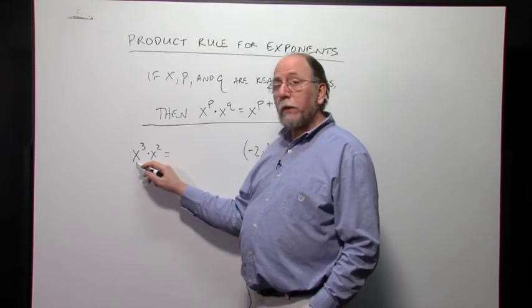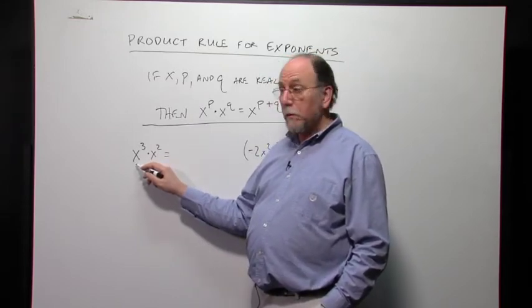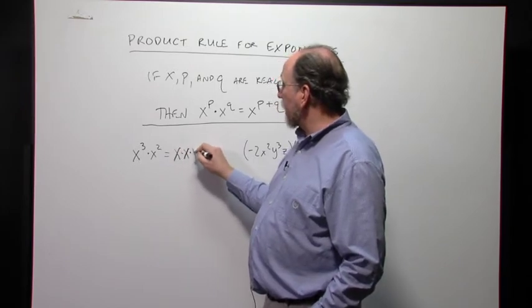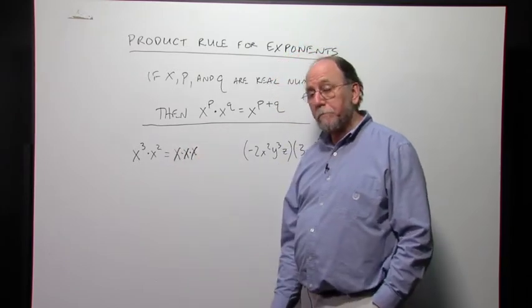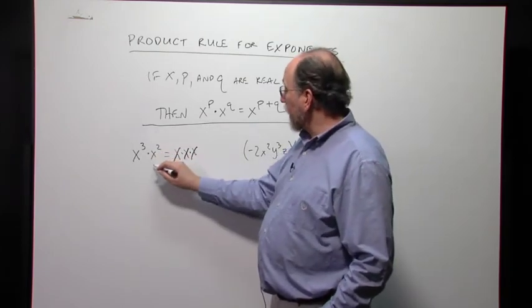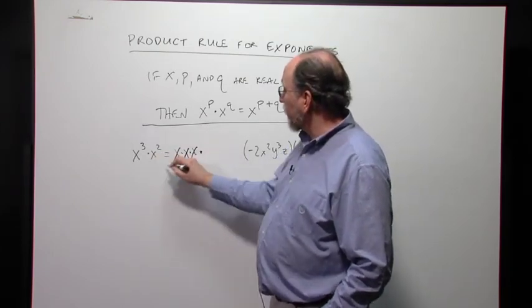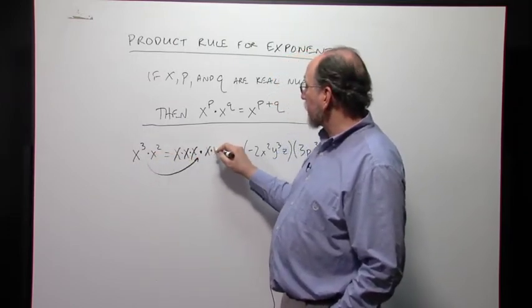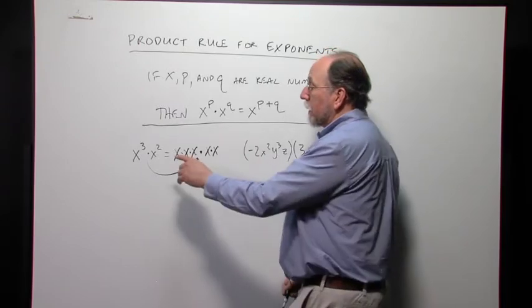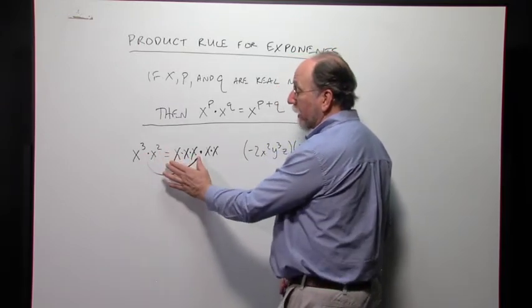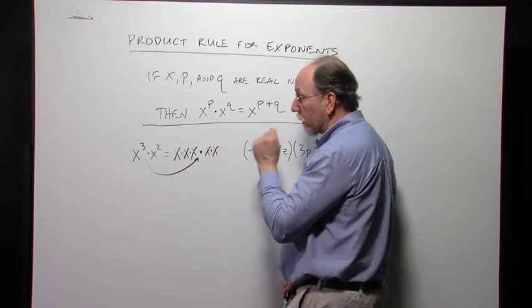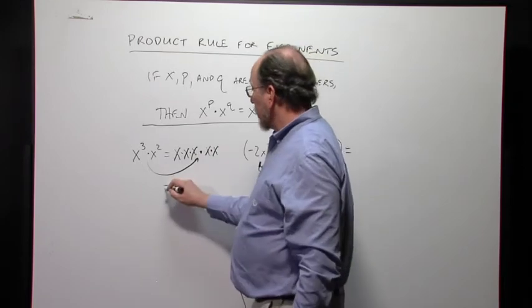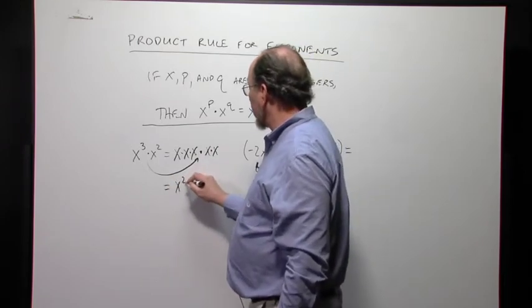So, how do we interpret x cubed? X cubed is expanded as x times x times x, right? And then that multiplication symbol here is in between. And how do we write x squared? It's x times x. That means that this 3 and this 2 count how many factors there are for x. So it makes sense to add 3 of them to 2 more to get x to the 5th. 3 plus 2.